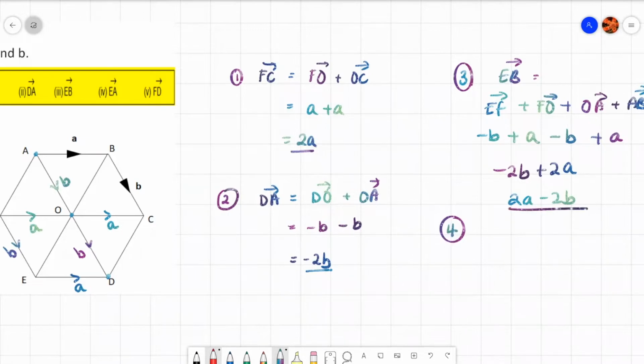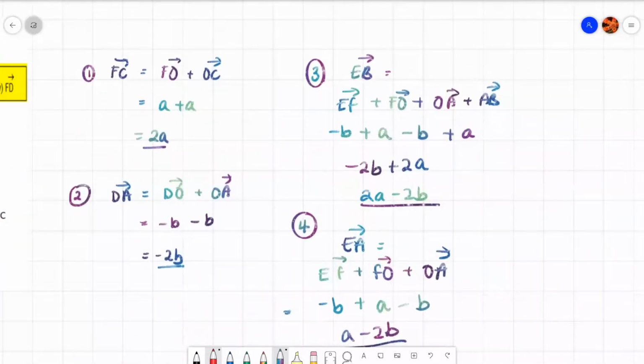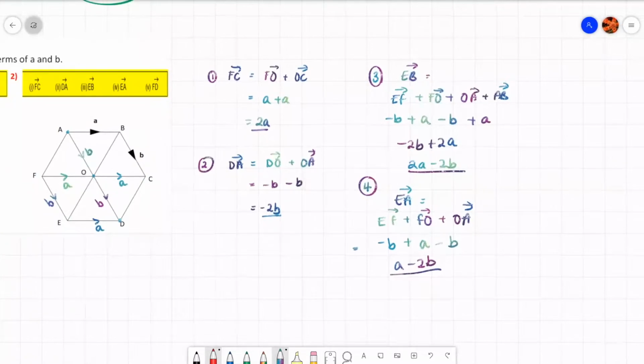And number 4, we've got E to A. E to A again, I'm going to have to go around. So I'm going to go E to F plus F to O plus O to A. E to F is minus B plus A minus B. So that's A minus 2B. And we've got the final one, which is F to D. Zoom out a little bit. I'll just write it here, in fact. F to D, oh, that's not bad. It's F to O plus O to D. I can do that one easily. A plus B. And there we are.